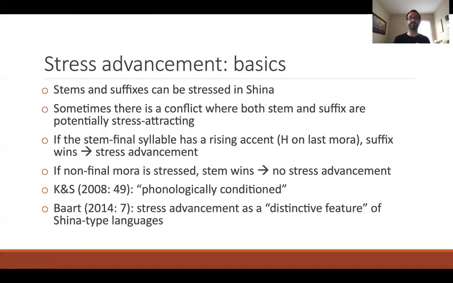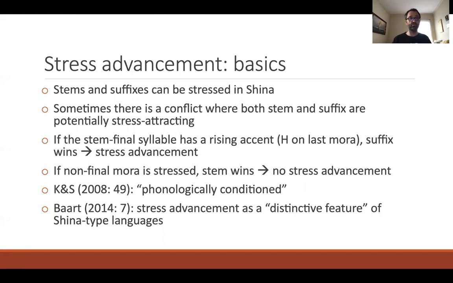stress advancement. What's stress advancement? First of all, the basics: stems and suffixes can be stressed in Shina. And sometimes there is a conflict where both stem and suffix are potentially stress attracting. And then if the stem-final syllable has a rising accent, so a high tone on the last mora, the suffix will win. So that's when you get stress advancement from a stem to the suffix. If, however, a non-final mora is stressed or has a high tone, in other words, then the stem wins. There is no stress advancement. Schmidt and Kozintseva refer to this as phonologically conditioned, meaning that it's a predictable interaction when we have that. And Bart has written that stress advancement is a distinctive feature of Shina-type languages.